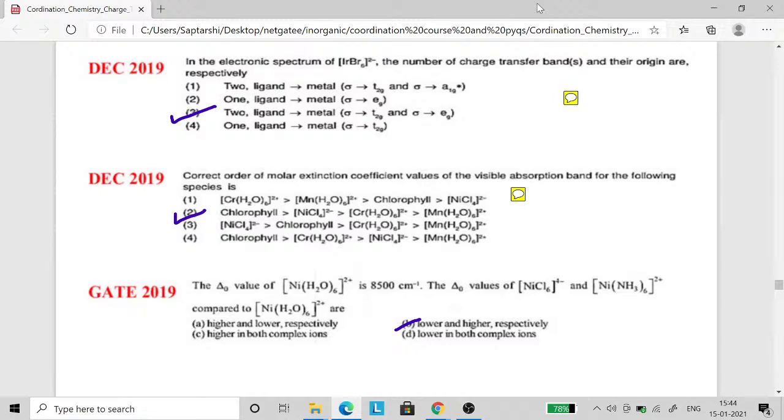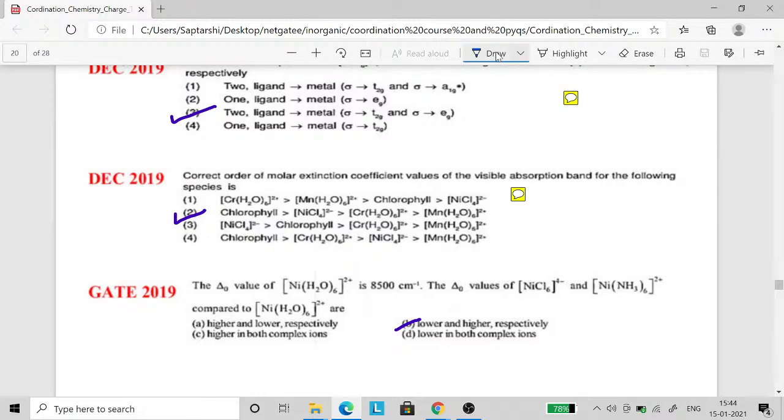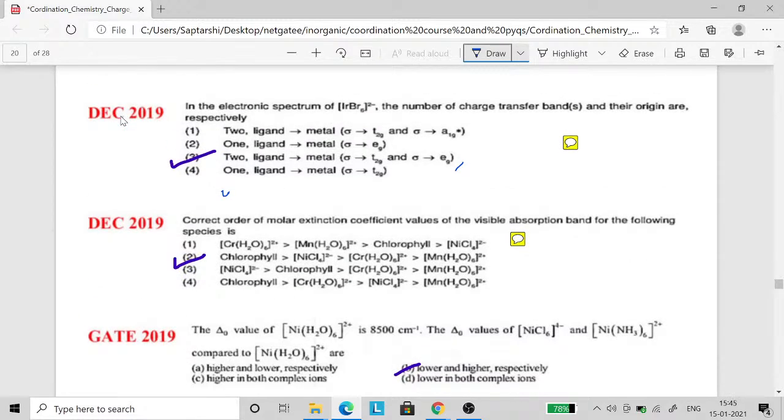Hello friends, and today we will see some PYQs of coordination chemistry. So first is our PYQ from NET exam 2019. Over here we have: in the electronic spectrum of IrBr6 2 minus, the number of charge transfer bands and the origin are respectively.